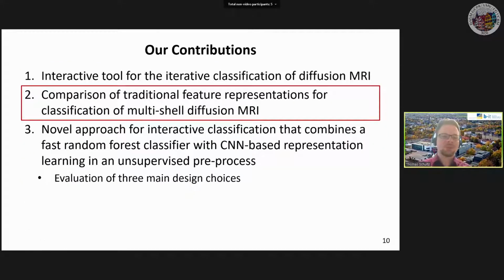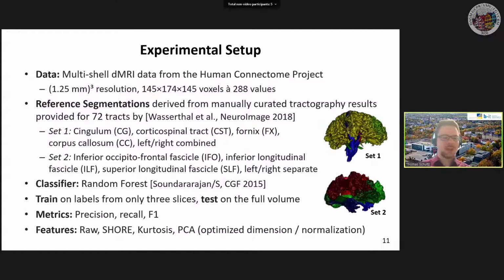The second contribution was to compare which feature representation we should use as a basis of this classification. For this, we had to decide on an experimental setup that allowed us to really compare different feature sets. So we took data from the Human Connectome Project. It's relatively high resolution, and it also has 288 measurements per voxel. So this is really information-rich, high information density data, quite complicated data.